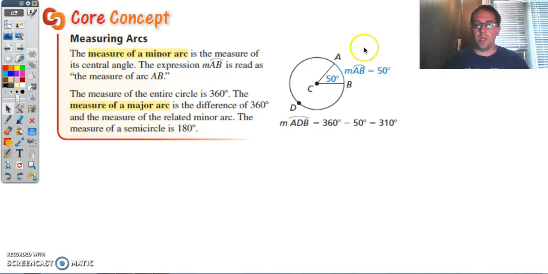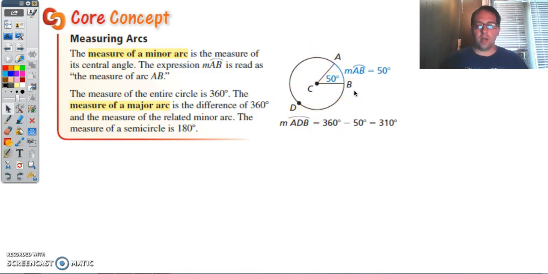All right. Then you also have major arcs. And a major arc, that is going from A to B the long way. And so we have to call this arc ADB. Have to use this other point in the middle to show, hey, we can't just go from A to B. We have to take it through point D. All right. To show that we've got to go the long way around.